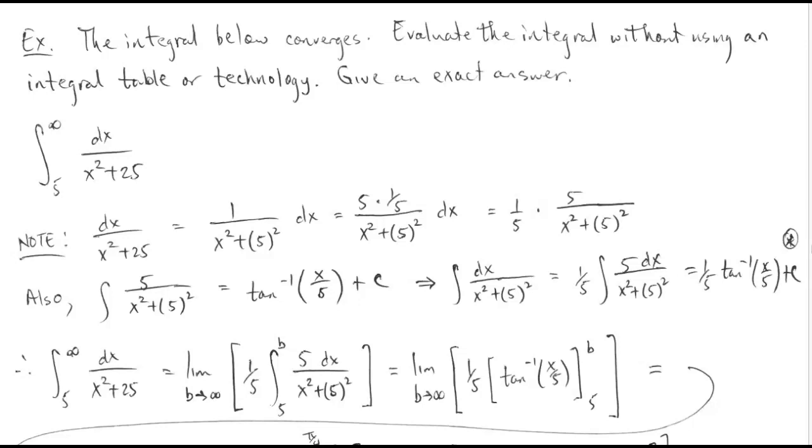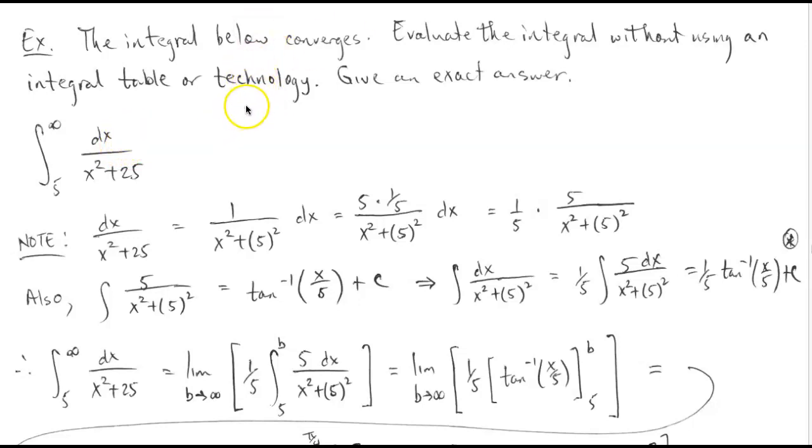This first example asks us to evaluate the improper integral of 1 over x squared plus 25 dx from 5 to infinity. Essentially this is a rational function, and this rational function has a horizontal asymptote at y equals 0.